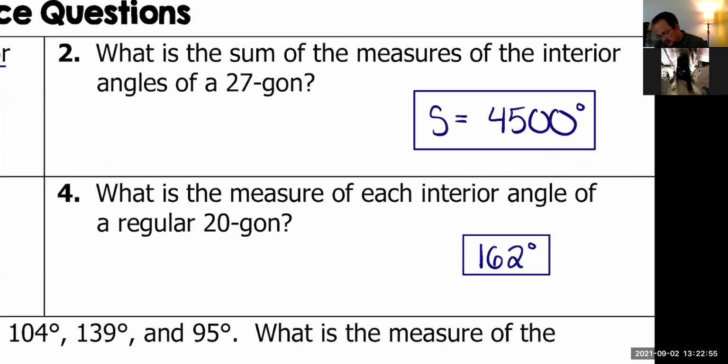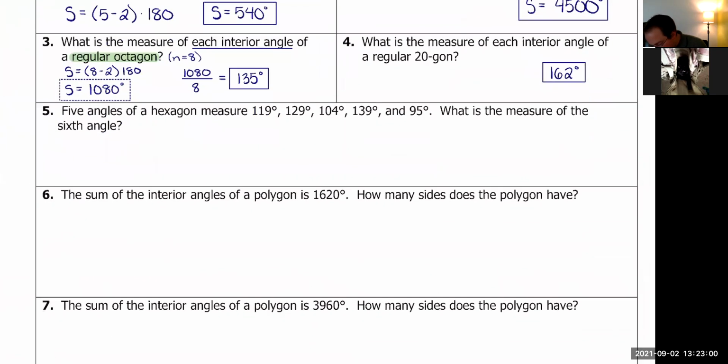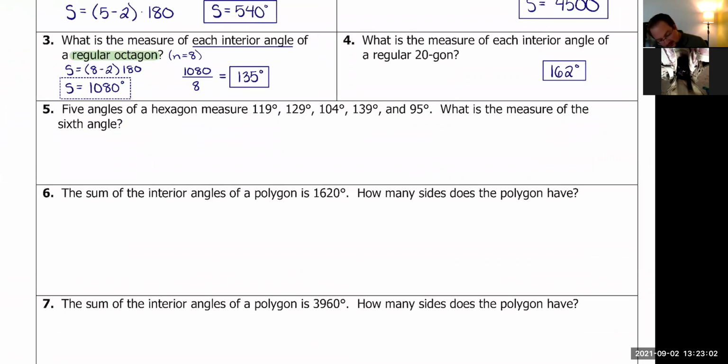Okay. Next one, a little bit different in terms of the information that is being asked. It says that the 5 angles of a hexagon, how many sides does a hexagon have? 6. So the 5 angles of a hexagon measure 119 degrees, 129 degrees, 104 degrees, 139 degrees, and 95 degrees. What is the measure of the 6th angle?